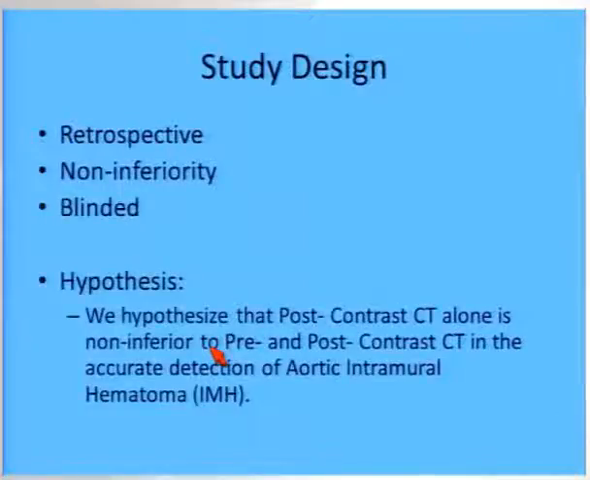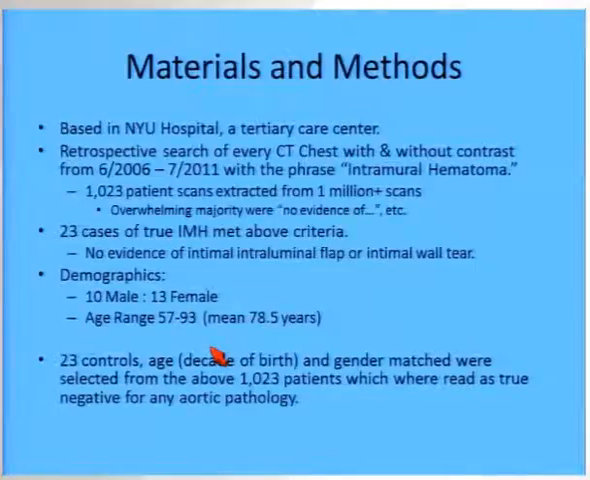And so we had a retrospective non-inferiority blinded study. We hypothesized that post-contrast imaging alone would not be inferior to pre- and post-contrast imaging. And so we had the same window, 5 years, over 1 million patients. We looked for the words intramural hematoma, 1,000 of which were returned. Most of all were no evidence of. 23 cases who had, this is important, it wasn't just true intramural hematomas, but they also had to have pre- and post-contrast imaging in the same set of scans.